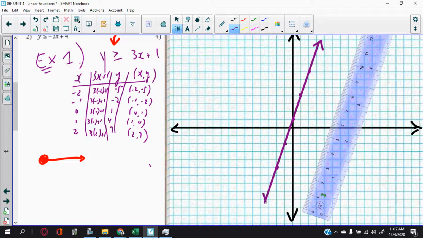Now, some of you might think, well, what if we have something like this, greater than, and the circle is open? What do we do?